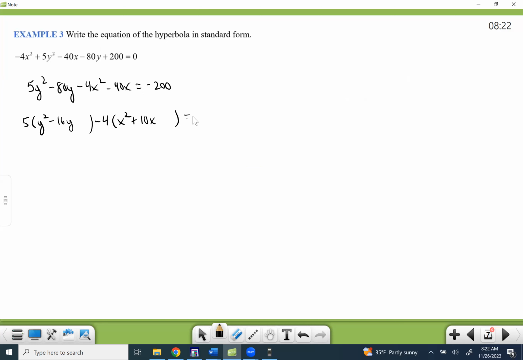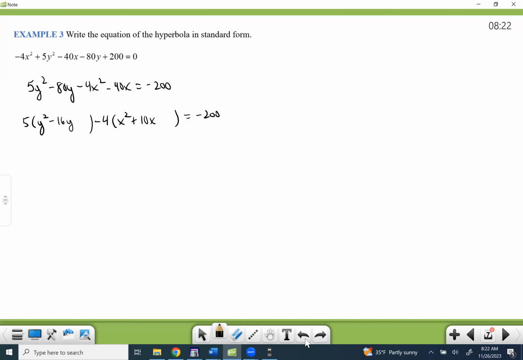Now remember, don't be afraid, you guys, to redistribute. Man, that's going to catch so many mistakes. Just do it in your head, right? Be like, okay, there's my 5y squared. There's my -80y. That one looks good. There's my -4x squared. There's my -40x. That one looks good.